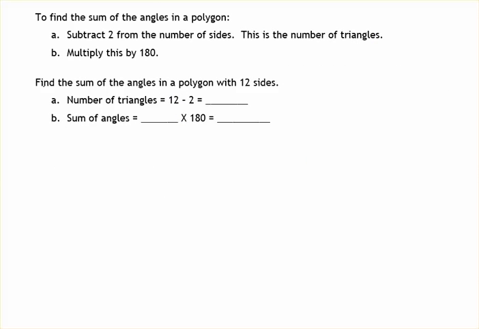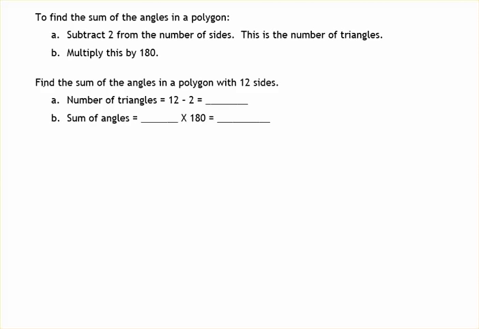Now, it doesn't make sense to have to draw in the triangles in every polygon. We might not always have a picture, or we might have a figure that has a large number of sides. There's actually a formula that lets us do this. To find the sum of the angles in a polygon, we're going to subtract 2 from the number of sides. This is the number of triangles. Then we multiply that by 180.